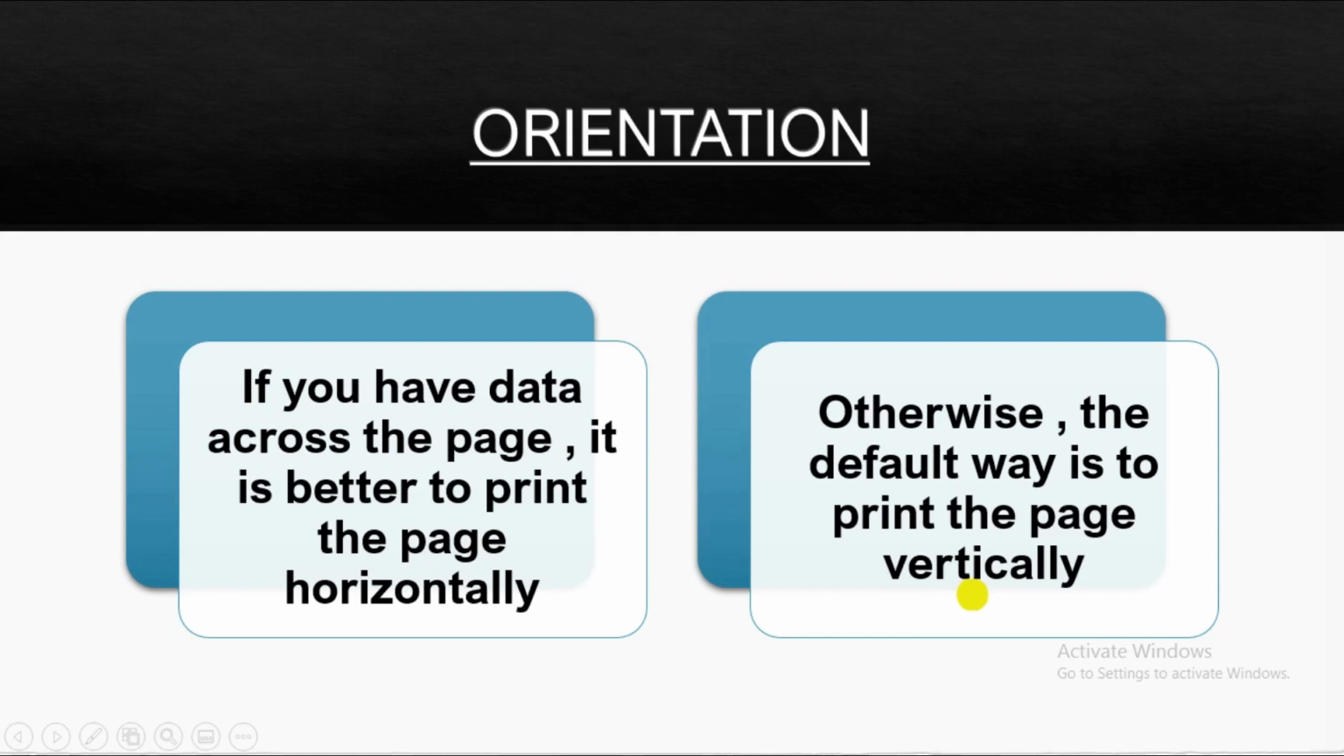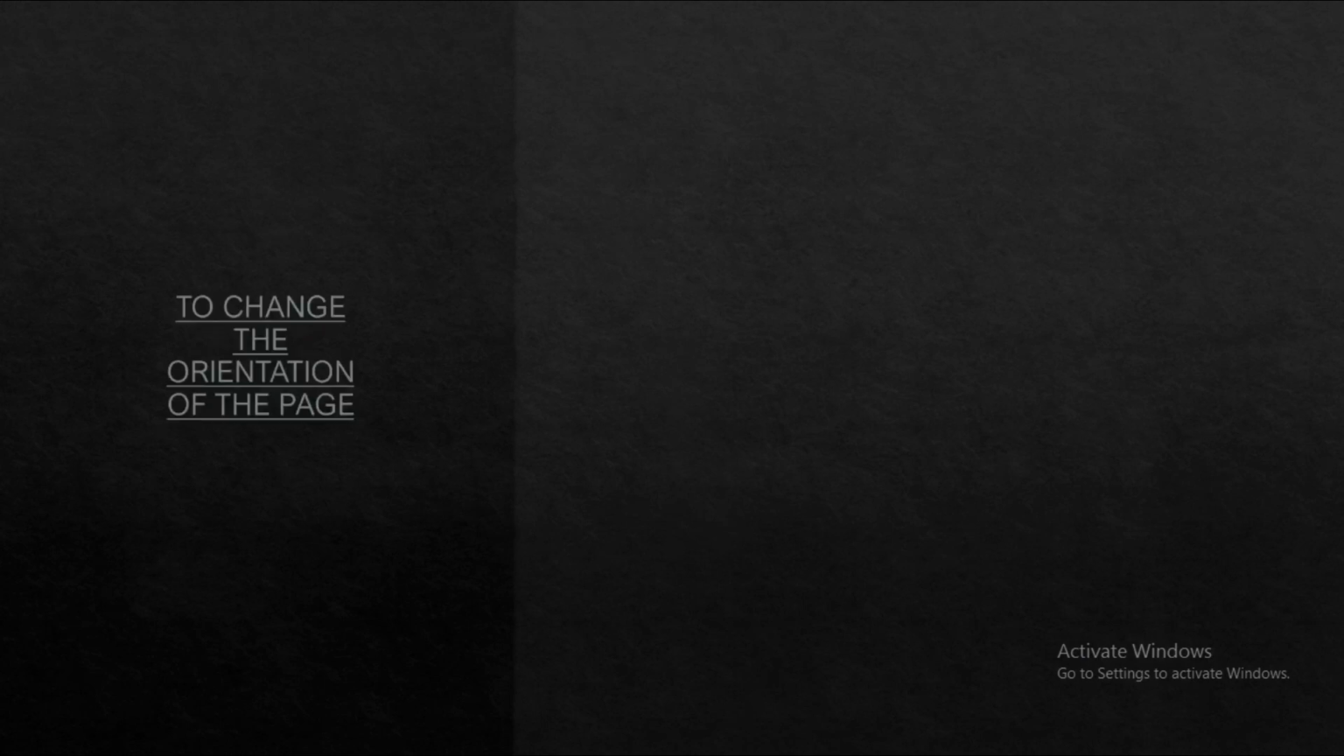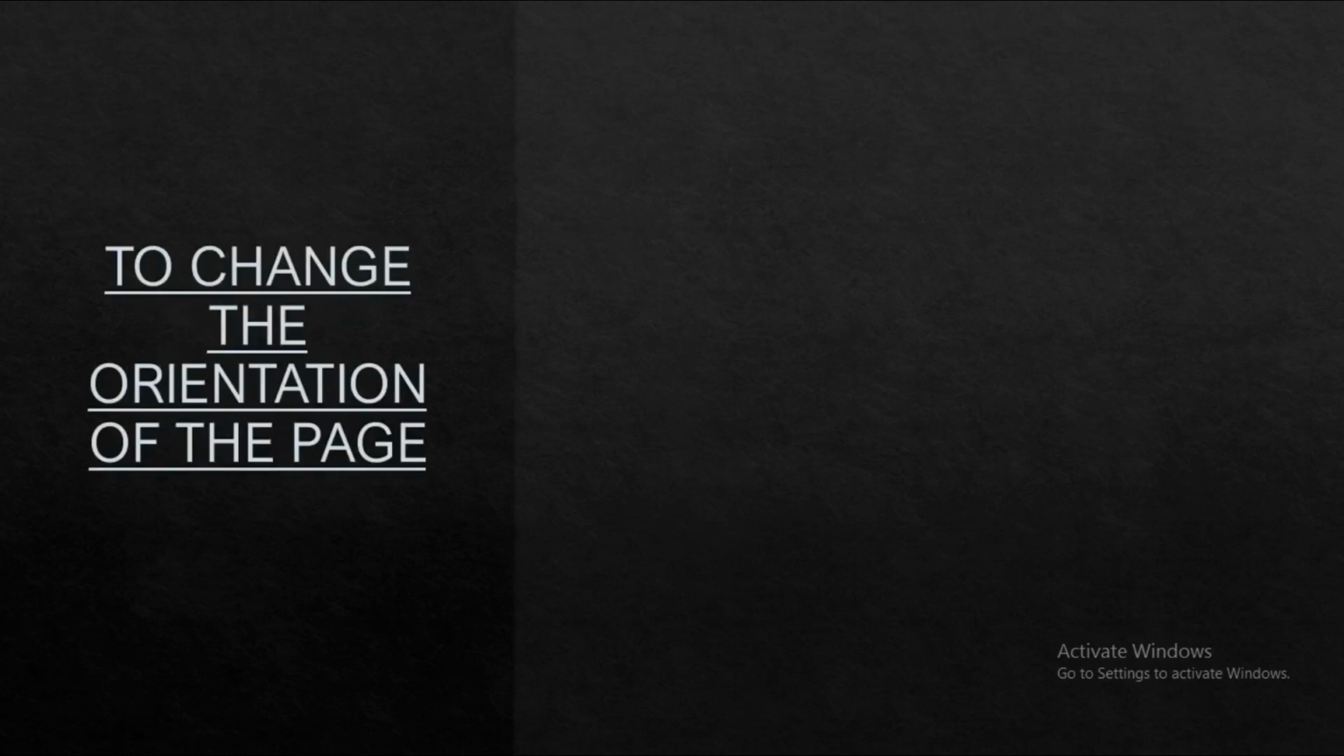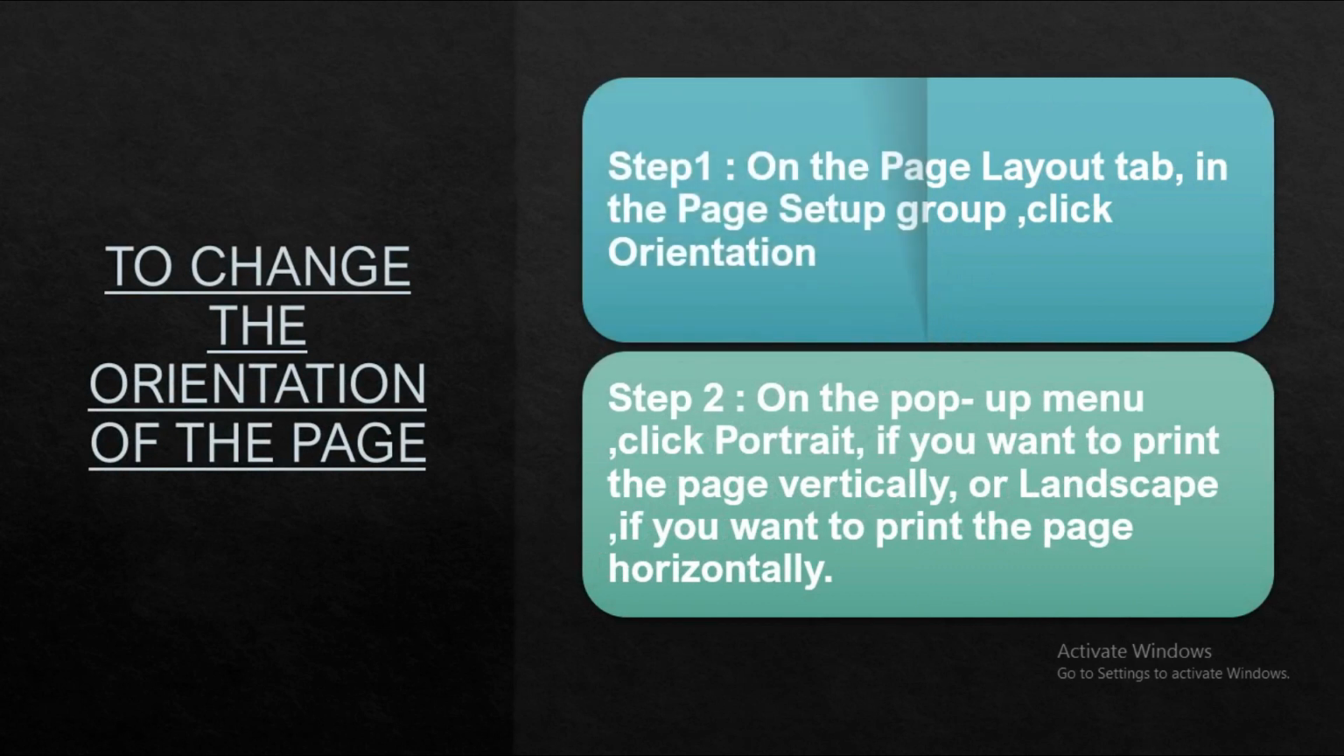Okay. I will tell you the steps first, then I will show you how it is done. To change the orientation of the page: Step 1, on the page layout tab in the page setup group, click orientation. Step 2, on the pop-up menu, click portrait if you want to print the page vertically, or landscape if you want to print the page horizontally. Okay. So I will show you how it is done in Microsoft Excel.